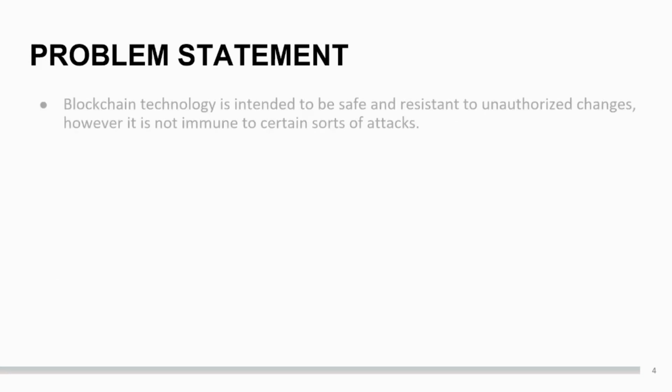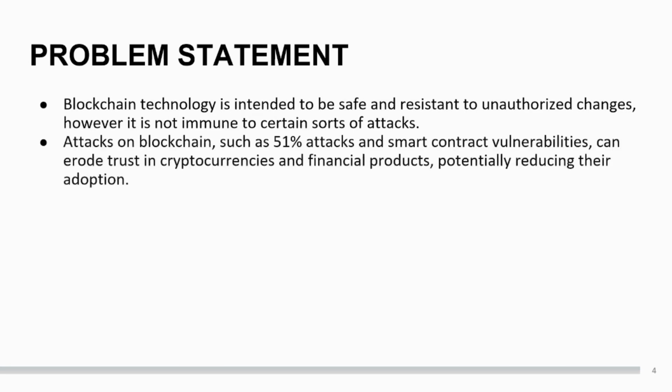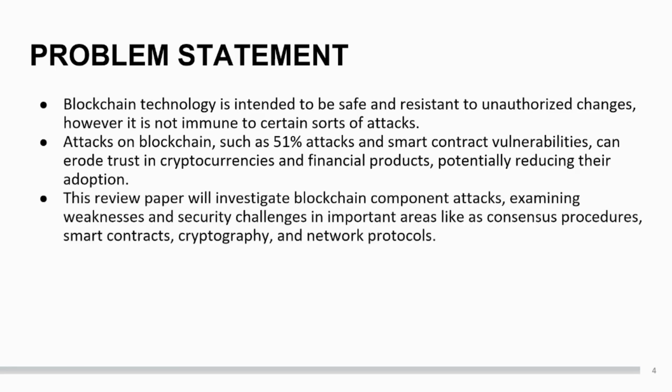Problem statement. Blockchain technology is intended to be safe and resistant to unauthorized changes. However, it is not immune to certain sorts of attacks. Attacks on blockchain such as 51% attack and smart contract vulnerabilities can erode trust in cryptocurrency and financial products, potentially reducing their adoption. This review paper will investigate blockchain component attacks, examining weaknesses and security challenges in areas like consensus procedures, smart contracts, cryptography, and network protocols.